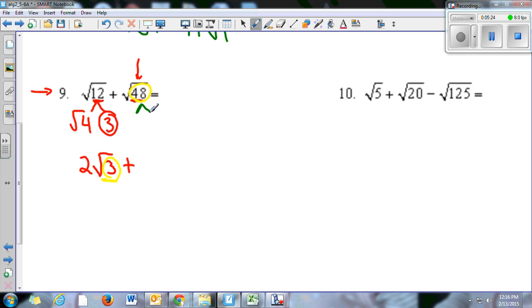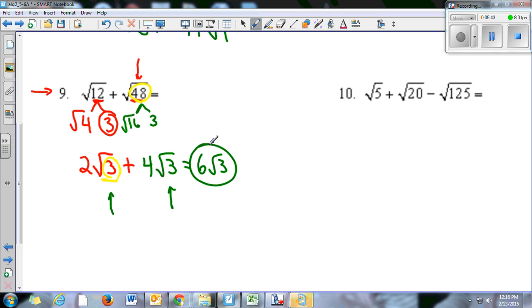And it does. 48 is really 16 times 3. Well, I know I can take the square root of 16. That's 4. I know I cannot take the square root of 3 evenly, so that goes back underneath. Now I've got the square root of 3, I've got the square root of 3, and so I can add those together and get 6 square roots of 3, or 6 radical 3.